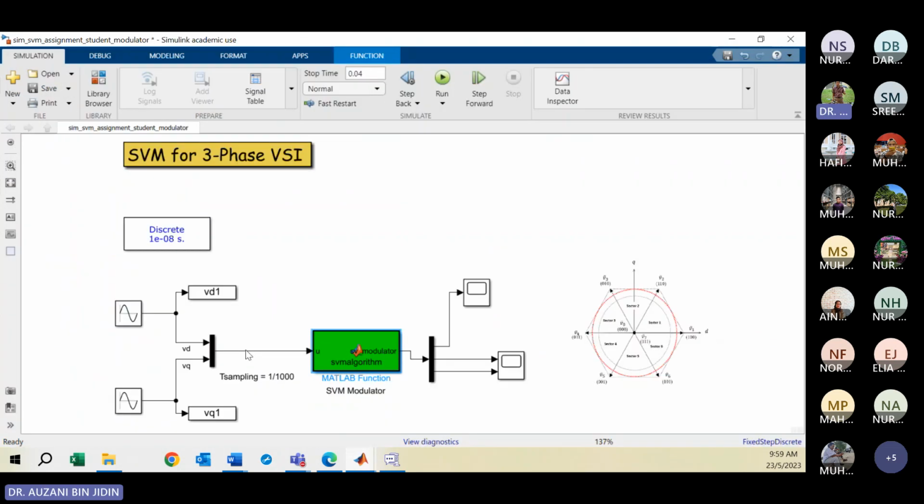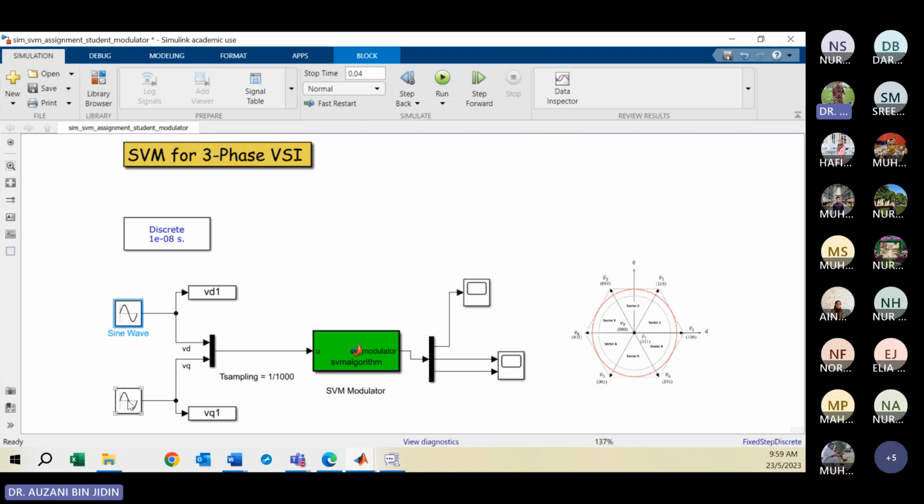Okay, maybe you can remove this sine wave block. You substitute with the constant block. You compare with the NI tutorial, kan? Tutorial semalam kan kita buat ni constant kan. So your VD is maybe apa? Minus 50 kan. VQ ada value dia.